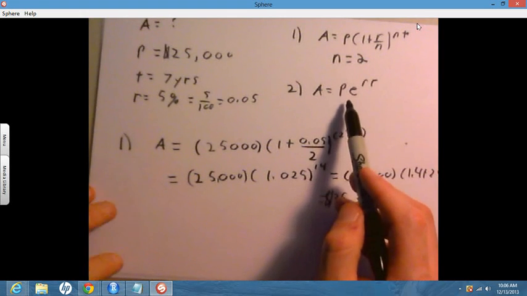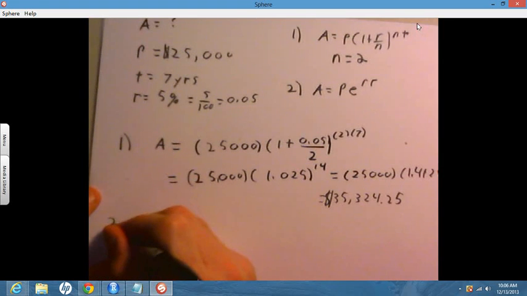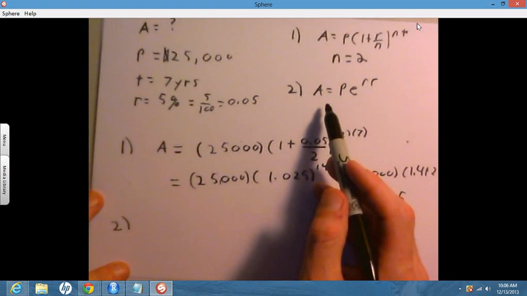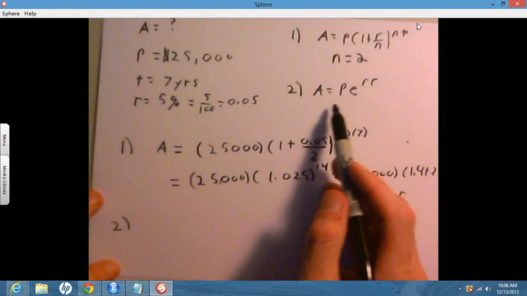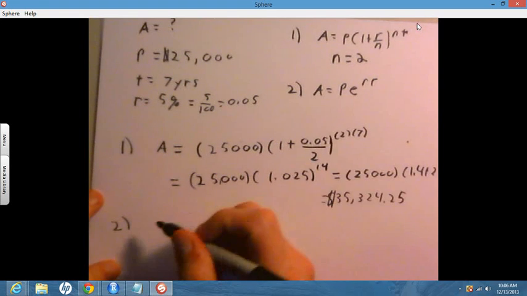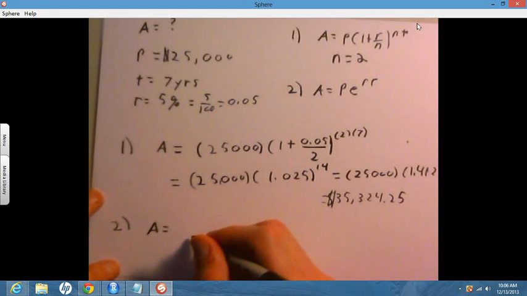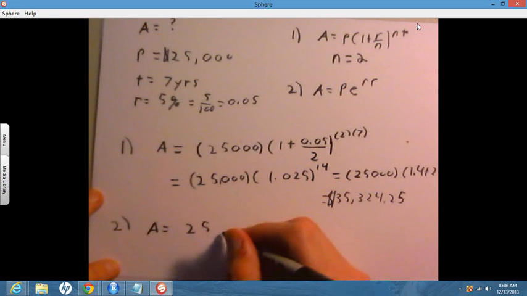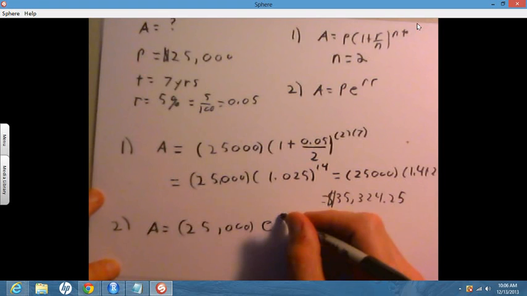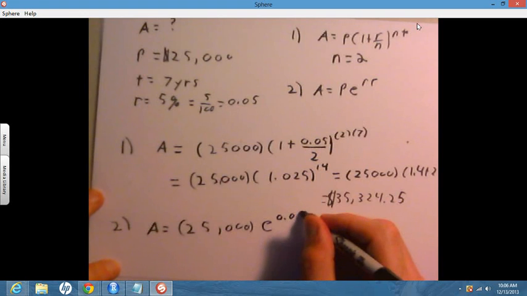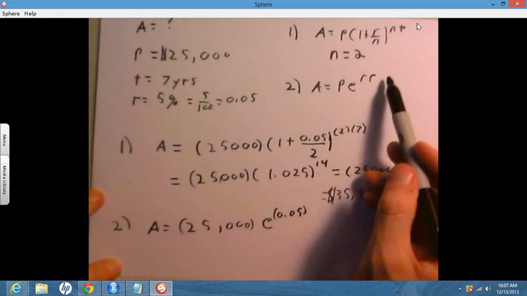But let's go ahead and we'll just calculate that, because we want to be exact, and the homework questions want you to be exact to so many decimal places. So we want to use this formula just to be accurate. So we're going to have A is equal to P, and P is going to be 25,000 times e raised to the r, and r is 0.05, times t, which is 7 years.